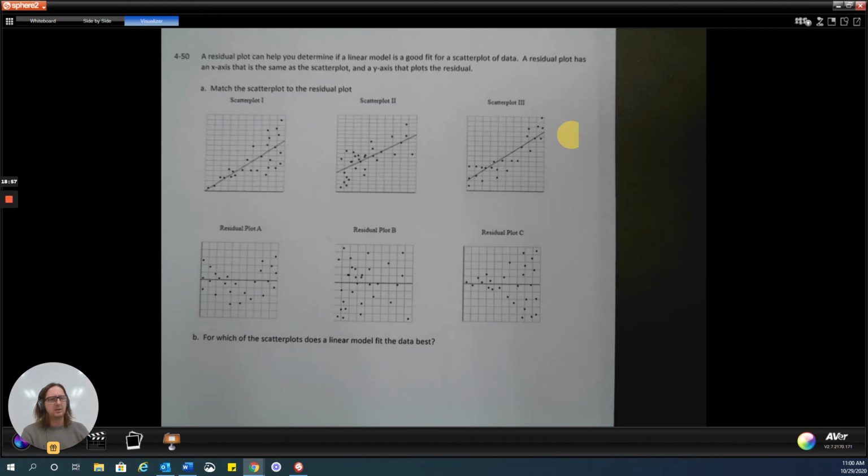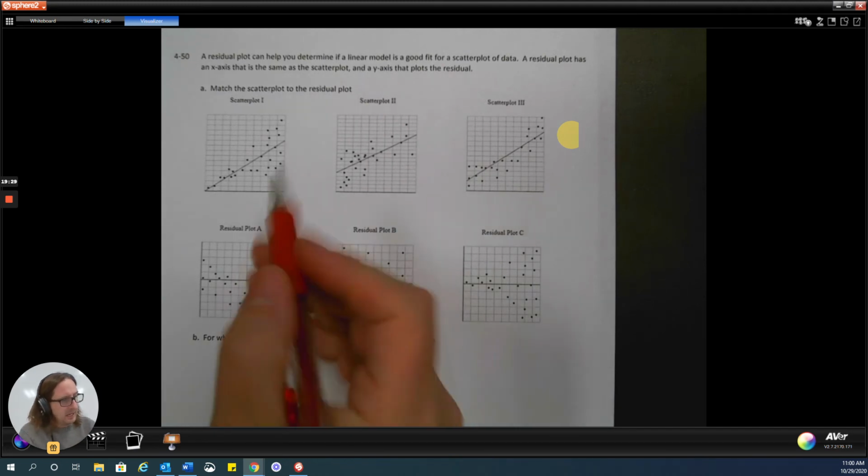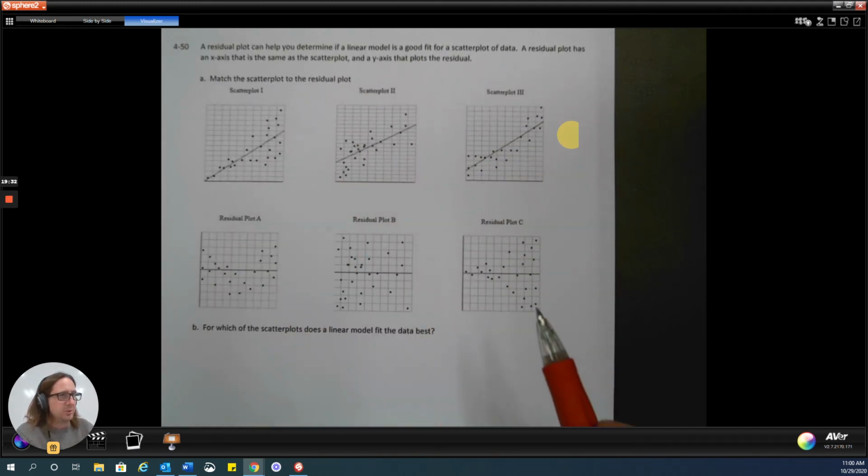So how can we tell if deciding to make a line for our data was a good idea in the first place? Well, what we're going to do is look at our residual plots in order to decide if a line was a good fit for the data. Because we might get a least squares regression line, and we might say, well, this is what I got, but is that the best I could have done? Maybe a curve would have been better than making a line. So that's what we're going to look at here. So first, to get to that point, we're going to match the scatter plot to the residual plot.